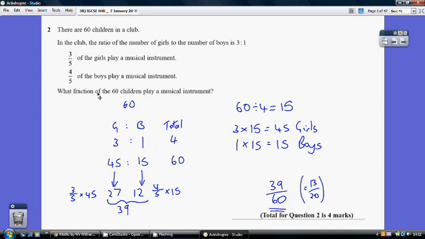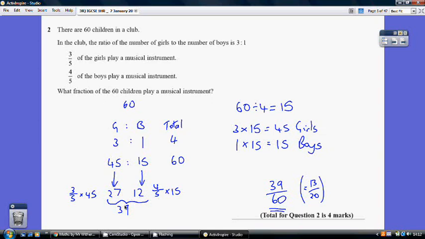Now with these girls, we're told that 3/5 of them play a musical instrument. To work out 3/5 of 45, we can simply pop that into our calculator using the fraction button, 3 down on the left hand side. 3/5 of 45 is 3/5 times 45, which is 27. And 4/5 of 15, because 4/5 of the boys play a musical instrument, we do 4/5 times 15 to get 12. So these are the girls playing instruments, these are the boys playing instruments.